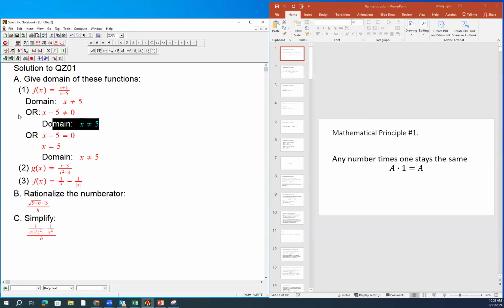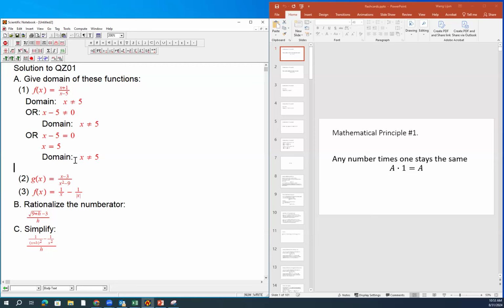The second one, you indicate the denominator cannot be 0 to set up. The third one is you set it equal to 0, knowing the denominator cannot be 0. So you find the solution. So this number that will cause the denominator to equal 0 should not be in the domain. So that's how we get the domain as such. So any one of the three is good enough.